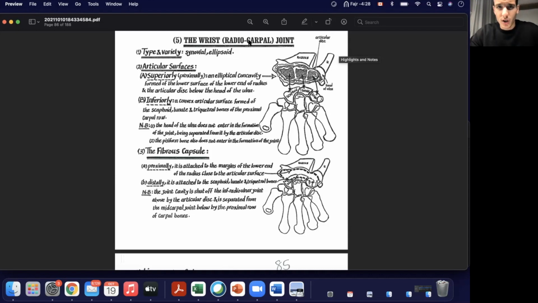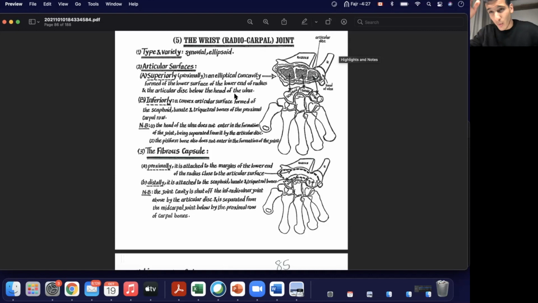Why is it called the radiocarpal joint? Because it is mainly between the articulation of the radial bone with the carpal bones. I don't know if you have already gone over the carpal bones, but you have to know exactly which ones articulate with the radius. The articular surfaces superiorly, proximally, are the concavity of the lower end of the radius and the articular disc below the head of the ulna.